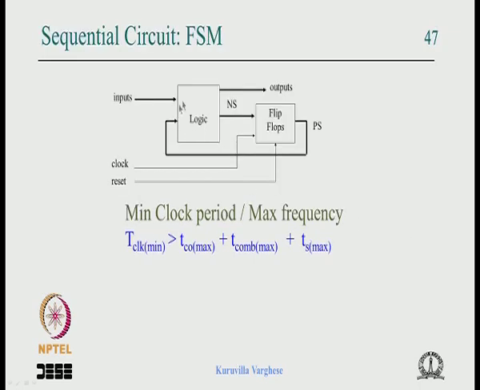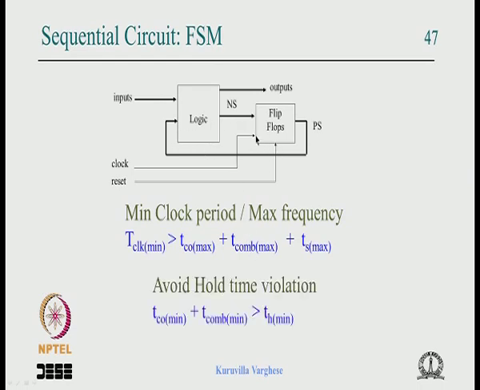Similarly with the FSM, you have the logic here decoding the next state and output from the present state, and again we make sure that the clock period is met. T clock is TCQ plus T comb, T logic, plus the T setup time. And again the minimum of TCQ, T logic, T comb should be greater than the T hold minimum. This is all taken care of.